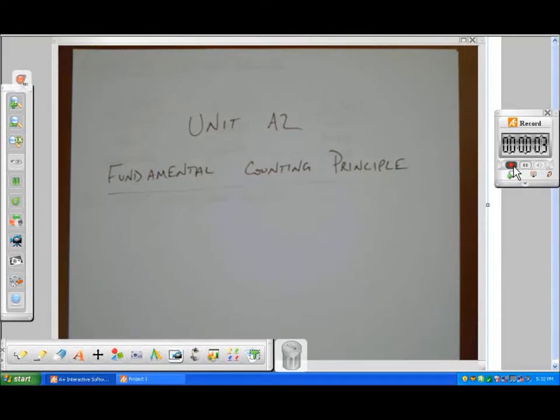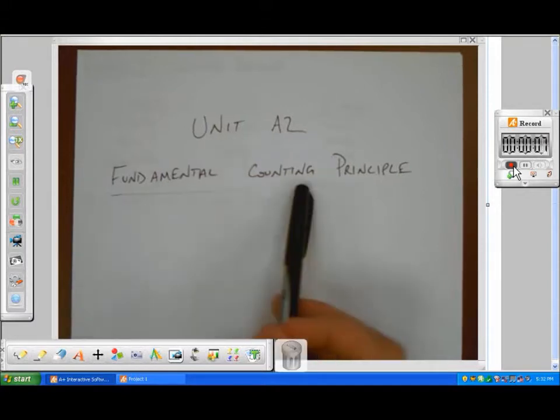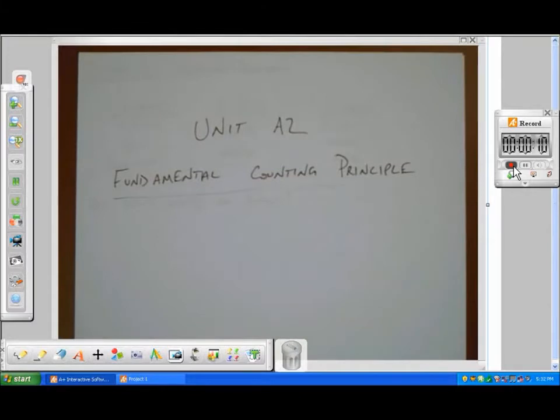This is Unit A2 on the fundamental counting principle. In this video, we're going to go through different possibilities, just like we went through different possibilities with permutations and combinations. And we're actually going to use the big P and the big C a little bit later. But we're going to be talking about a different type of possibilities. Let's look at a problem.